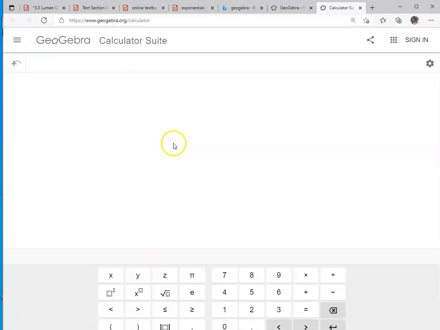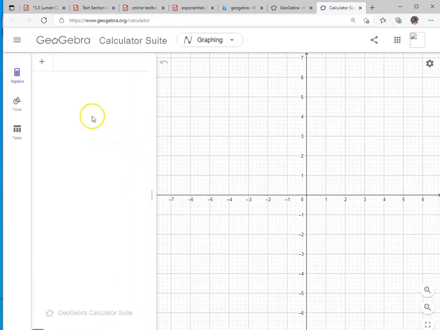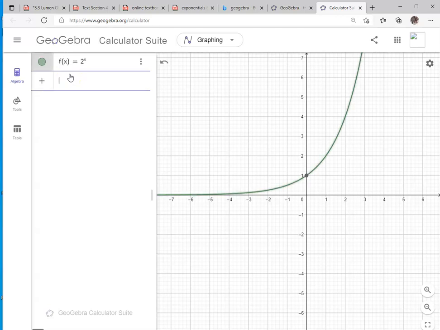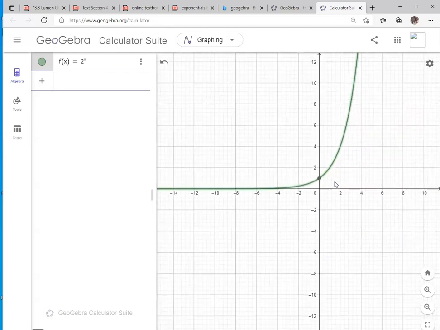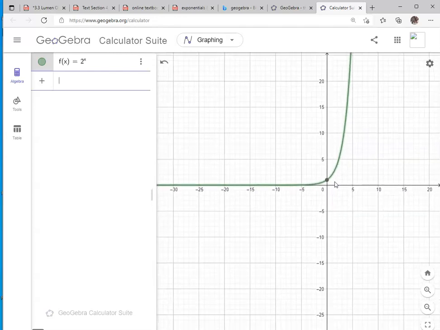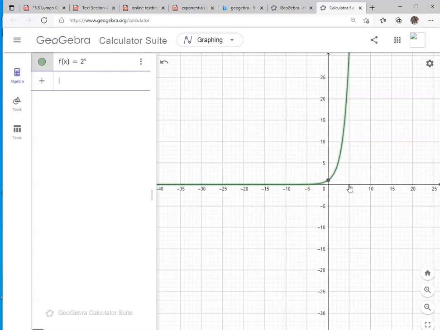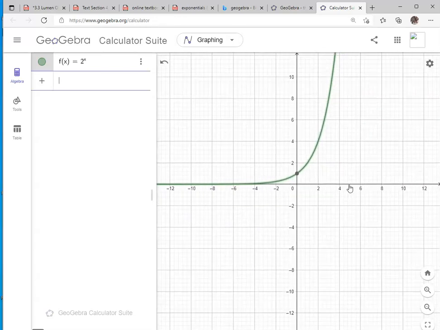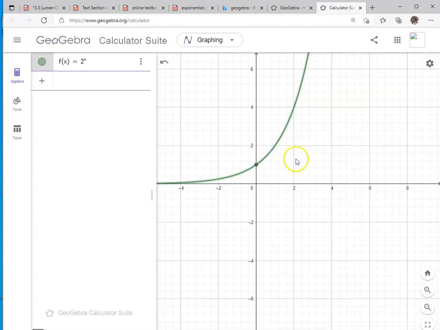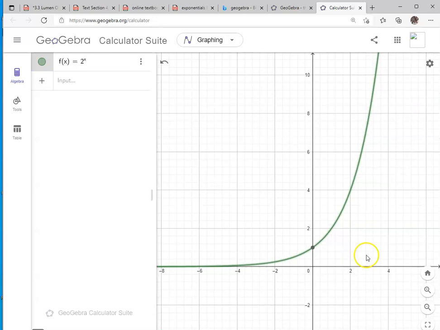Let's put in an exponential function. Start the calculator. And let's look at the function 2 caret x. Enter. That is the function 2 to the x power. And look how that grows. As I zoom out, look how quickly that grows as x gets to 5. Much quicker than x squared. But x squared does a pretty good job of going up rapidly. So that's an exponential.